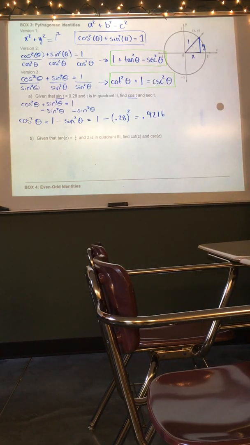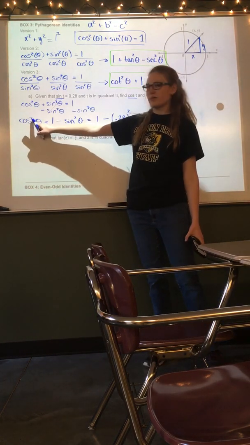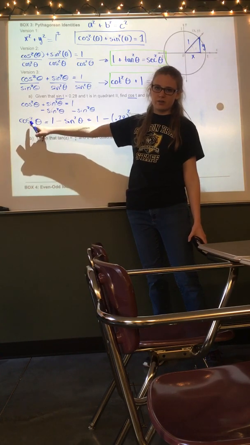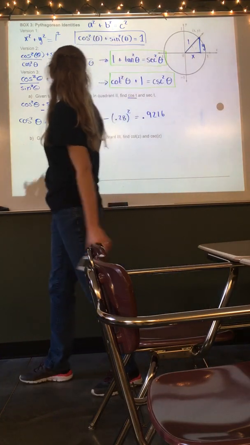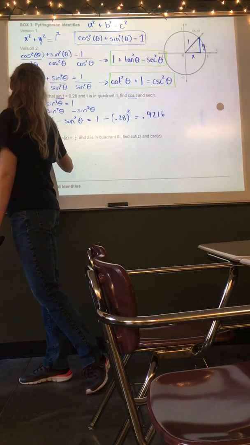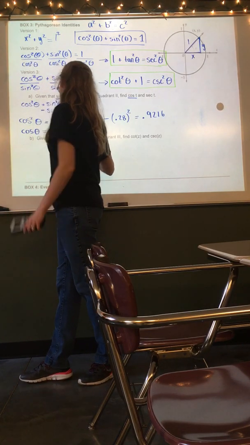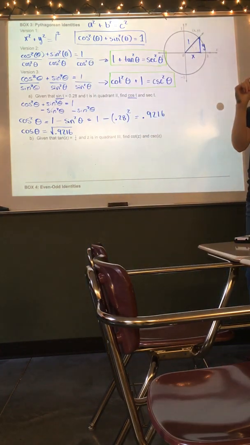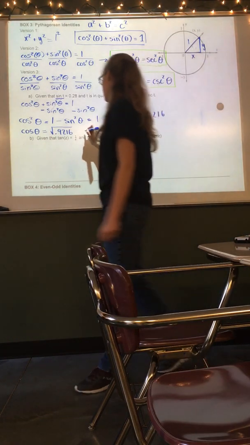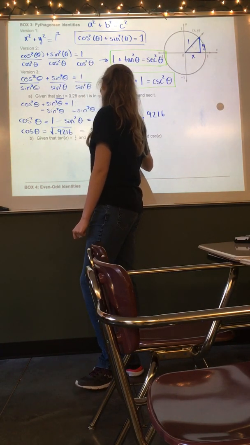Are we done? No. What have we found here? Cosine squared. So you just do your square root. Cosine squared is 0.9216, then regular cosine, square root it. The square root of 0.9216 equals 0.96. And anytime you take a square root, what do you need? Plus or minus. So cosine is plus or minus 0.96.